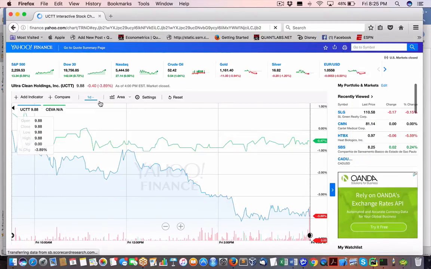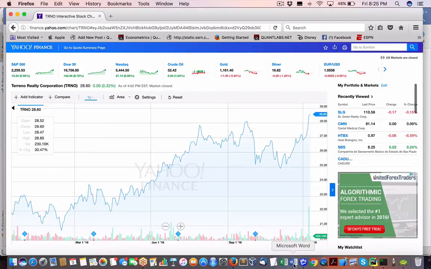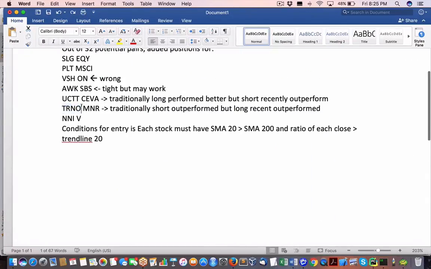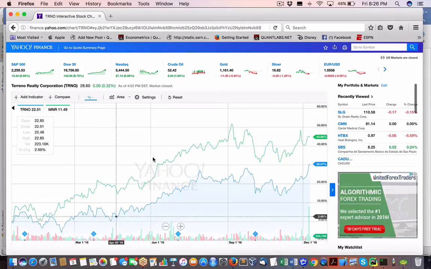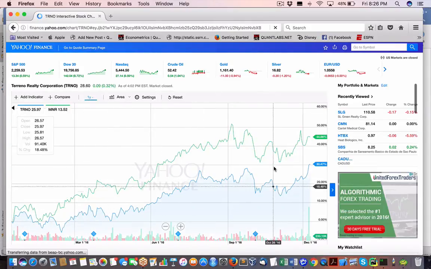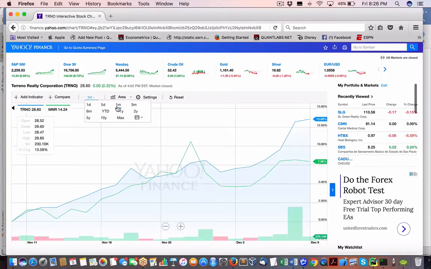Okay. So let's do a reset. Okay. MNR. Okay, here you go again. See, they're both co-integrated, so they're performing at the same level. Okay, that's a 1. Let's check out the 1 month chart.